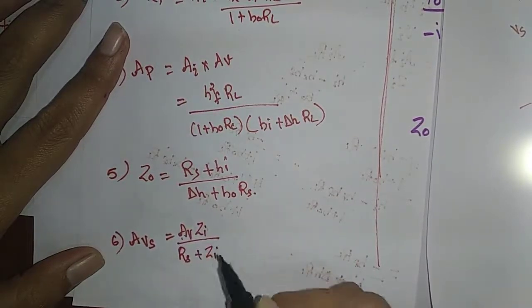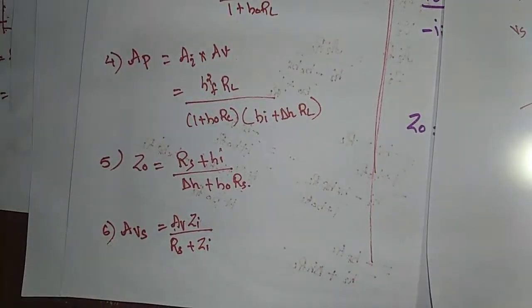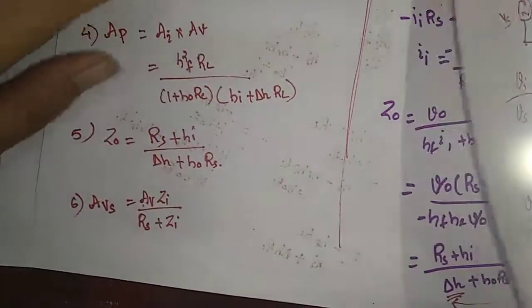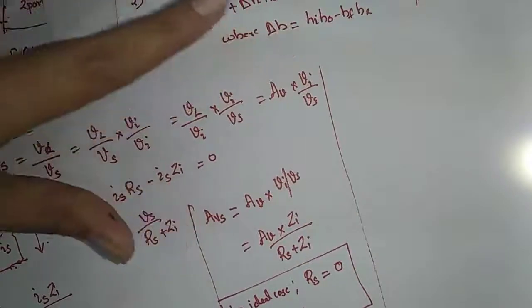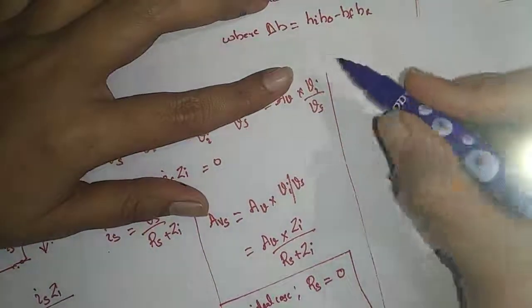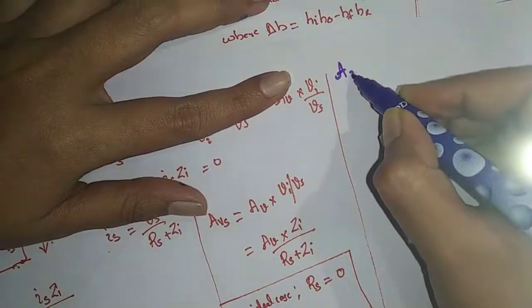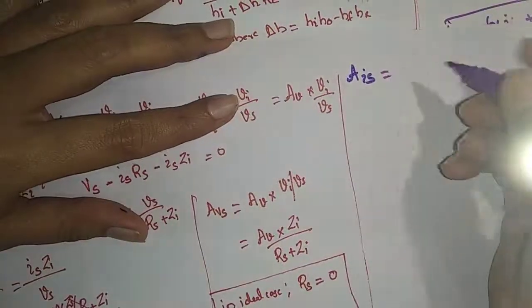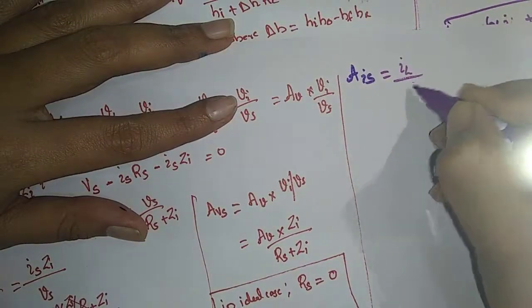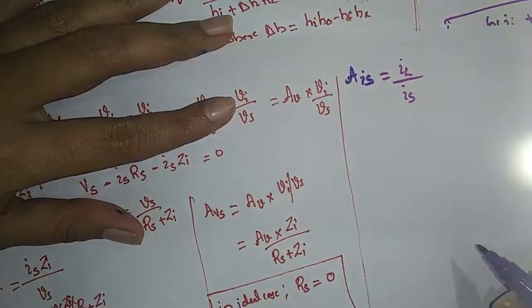Okay, now the last one we have to find out is the overall current gain. So again, what is the equation for overall current gain? I will write it out. That is AIS, overall current gain. What is AIS? AIS is equal to output current IL divided by the source current IS.